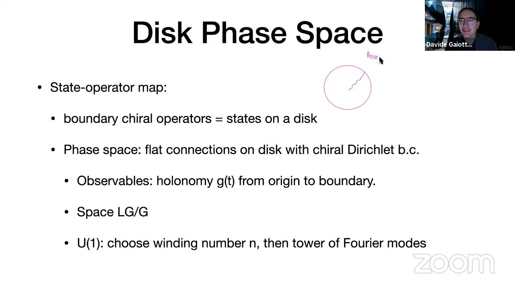Think writing this is going to be a good option. So you do the path-ordered exponential along the radial direction, and you get an element of the group, which is a function of the position along the boundary. So this g of t is the holonomy from the point in the middle to a point t at the boundary. So I have a map from the circle to the group.